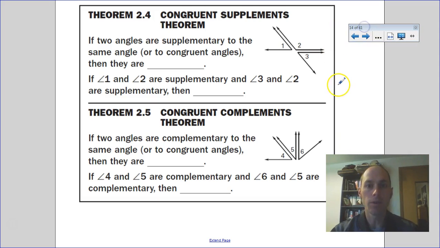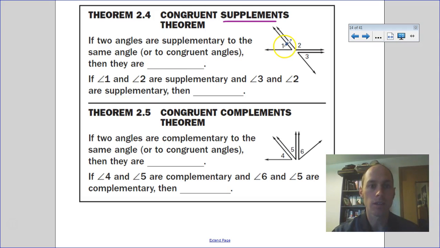Okay, another thing that we deal with is the congruent supplements and congruent complements theorem. Hopefully you remember the term supplements. Supplements are those angles that have a sum of 180 degrees. So think about it. If we have two angles supplementary to the same angle, or to the congruent angle, then, well, what do we know?